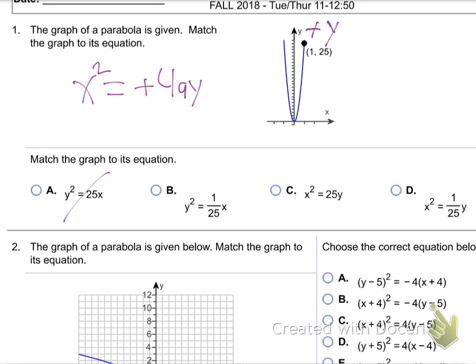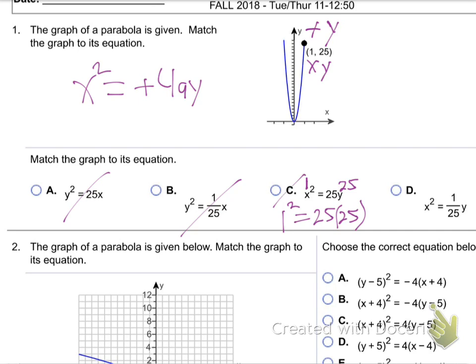So it can't be A, and it can't be B, because they have y squared on the left. They're both wrong. So it's either C or D. How do we know which one? Plug in the x and the y to see which equation makes it true. Right? Because if that dot is on the U shape, then it's got to make the equation true. So does it work for C? If I put in 1 for x and 25 for y, is that true? Is 1 squared equal to 25 times 25? No, not even close. It's not C.